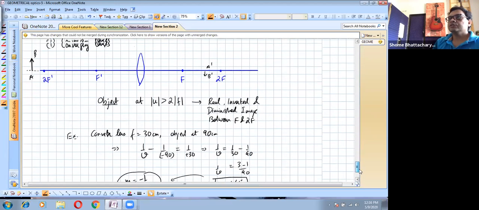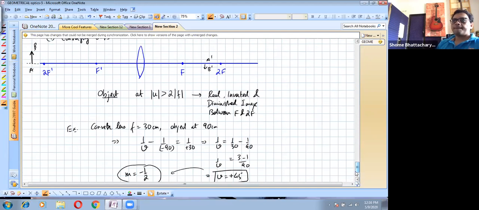So this is the first type of data set you should remember. You can complete the ray diagram yourself. The ray diagram will also support this if you do this properly on graph paper. Alright, so hope this is clear.